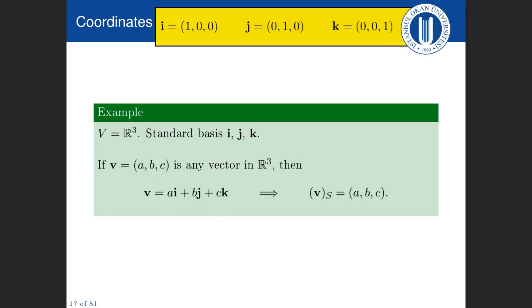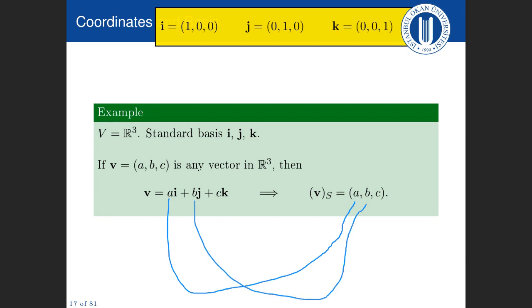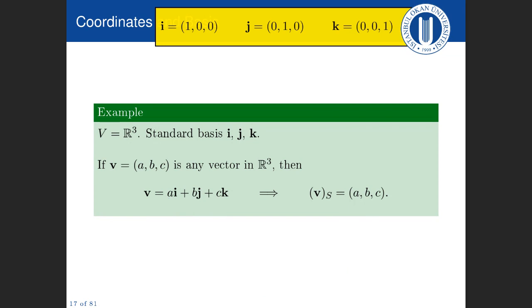we look at the number in front of i, that's the first one. We look at the number in front of j, that's the second one. And we look at the number in front of k, that's the third one, a, b, c. But that's exactly what we started with. Why is it exactly what we started with? Because we're using the standard basis.